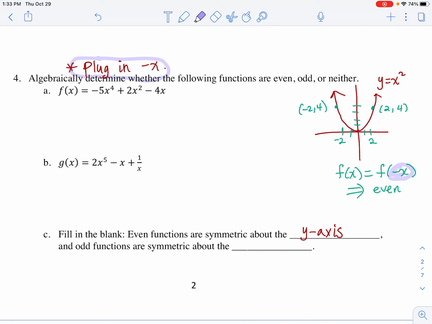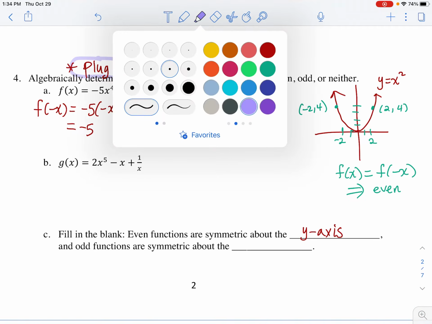So let me try that on A. It has to be exactly the same. So if I plug in negative x, negative 5 times negative x to the 4th power, and seeing these even powers is a good start, because if you take any even power, negatives will all pair up and will turn into positive. All right, let's keep going though. Plug in negative x everywhere you see x, and then we're going to simplify the signs.